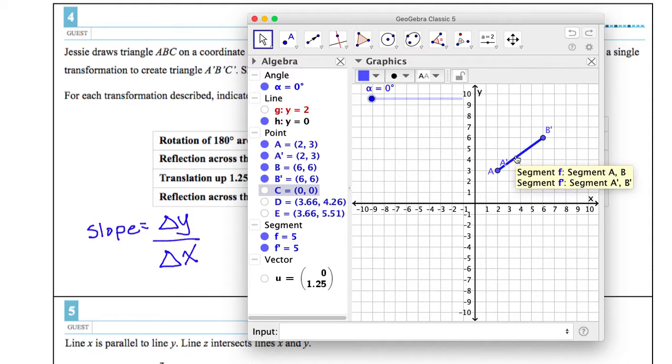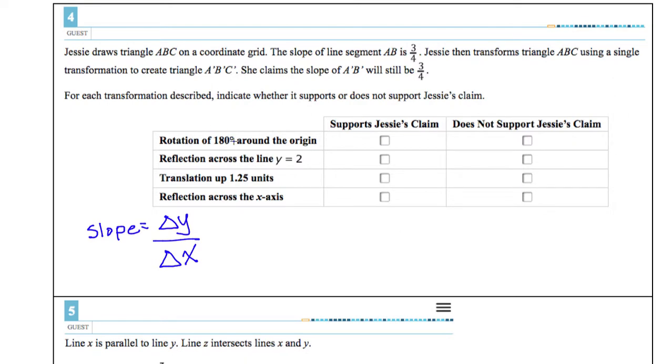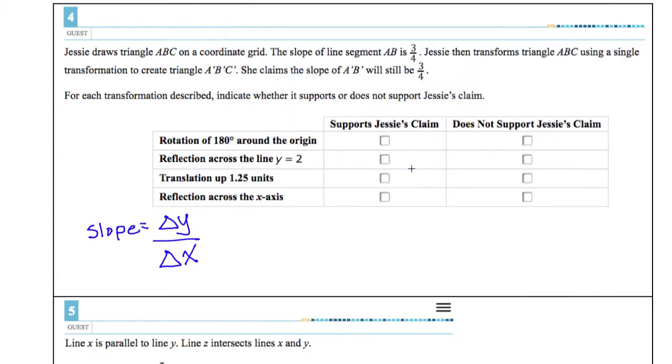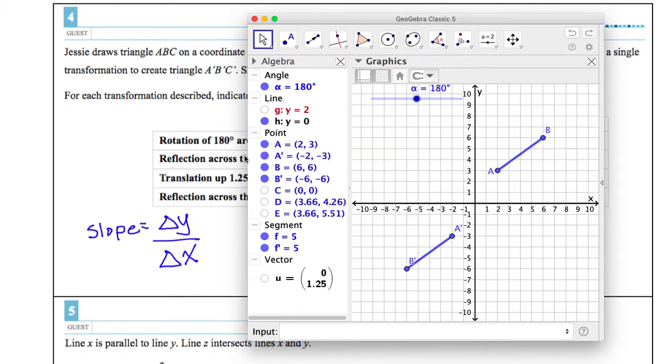So from here, let's go ahead and apply the transformations. So 180 degrees around the origin. So let's twist this guy around, and yeah, it looks like it's the same slope, just eyeballing it, and 1, 2, 3, 4 in the x, 1, 2, 3 in the y. Yeah, that's good. Good job, Jesse. I didn't even guess that one. That's pretty good. Reflection across y equals 2. I'm going to guess this one is not going to work.